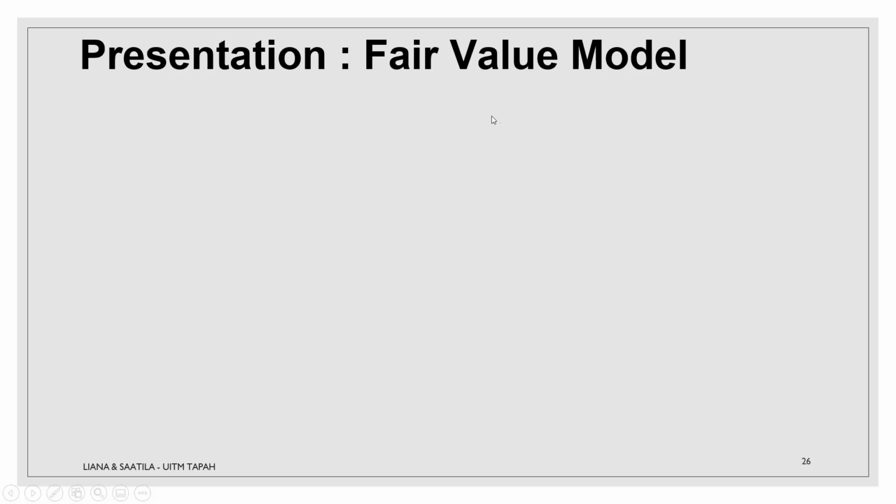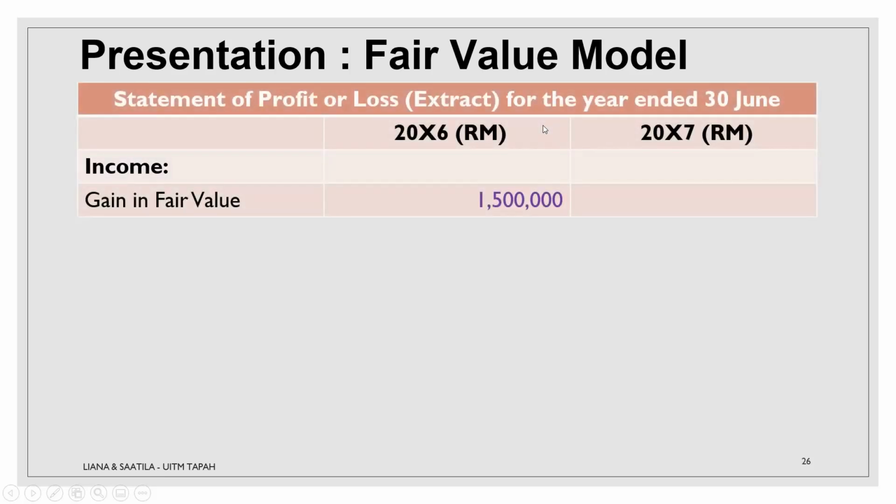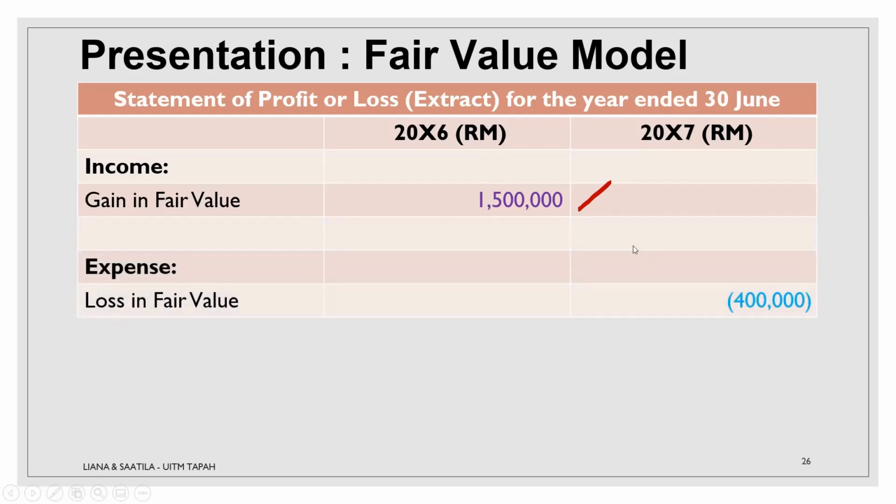In the presentation of the financial statement extract of the statement of profit or loss, the gain is part of income, which is disclosed under other income, 1.5 million, the gain in change of fair value. The expense, to differentiate between the expense and the gain, I put a bracket there.